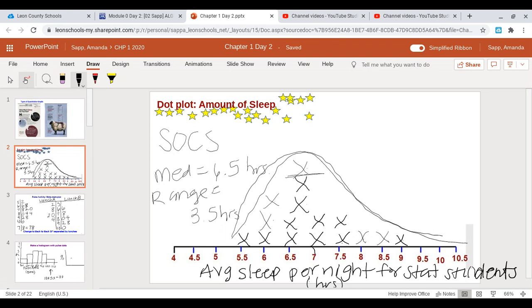So let me start over again, just kind of summarize this and put it all together now that we've talked about everything we can see with the graph. So we could say, this distribution of average hours of sleep per night for stat students shows a right skew, which means more of the students are clustered around the 6.5 hour range with no obvious outliers. The median amount of sleep for these stat students was 6.5 hours, and there was a range of 3.5 hours.